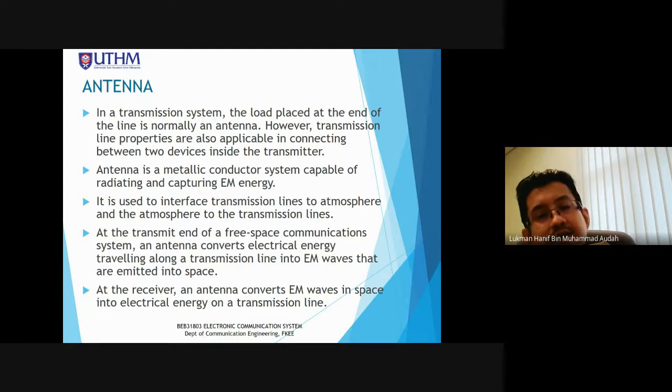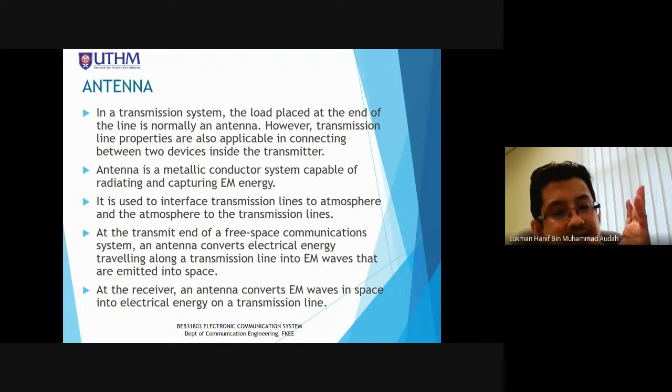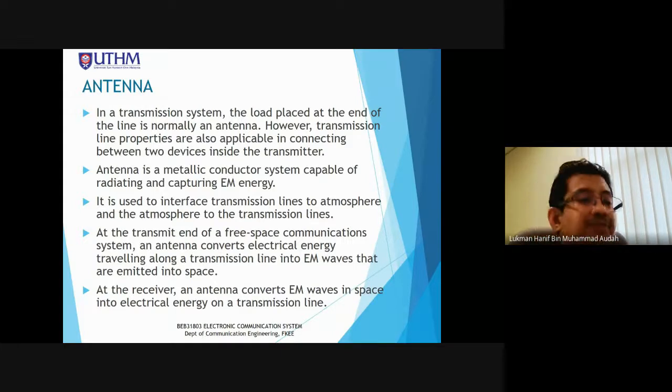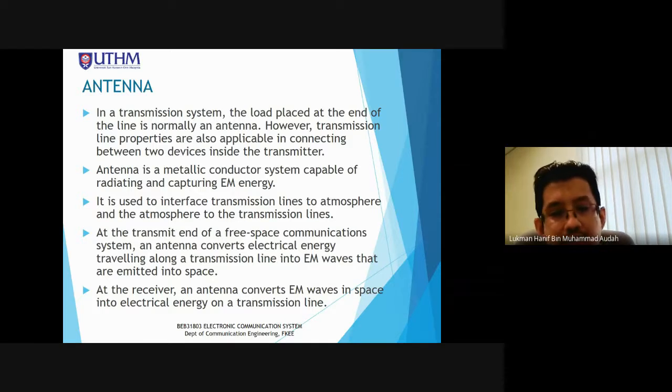Untuk topik antena, antena adalah komponen elements yang memancarkan input kepada bentuk gelombang elektromagnet, dan juga tugasnya adalah menyerap gelombang elektromagnet itu dan menukarnya kepada bentuk power masuk ke dalam transmission line. So antena ni bersifat memancarkan gelombang elektromagnet dan juga menyerap gelombang elektromagnet. Dan kita akan lihat lebih detail pada minggu depan. Okay, next week.